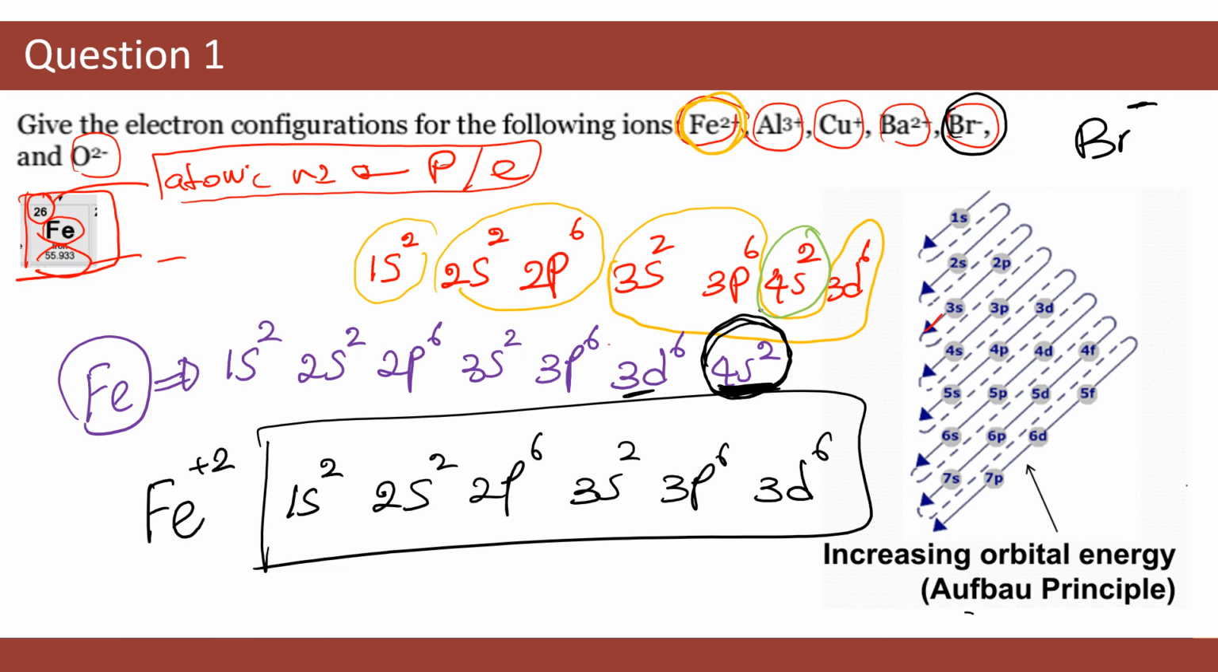Okay. Now I want you to do the rest of the things by yourself. So can you write down these ones? Aluminium, copper, barium, boron, oxygen, with the ions, okay? Aluminium 3 plus, copper plus, Ba 2 plus, Br minus, oxygen 2 minus. I'll give you the number. I'll show you the periodic table, and I'll give you time for you to write them.